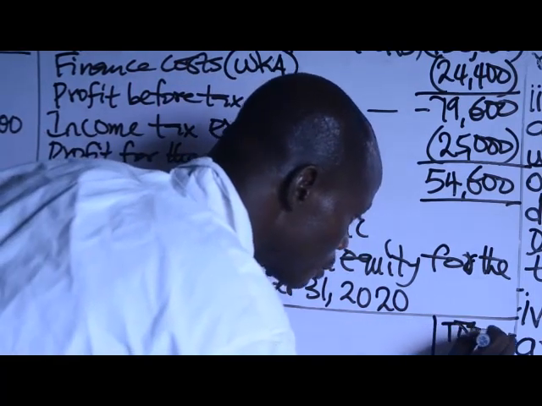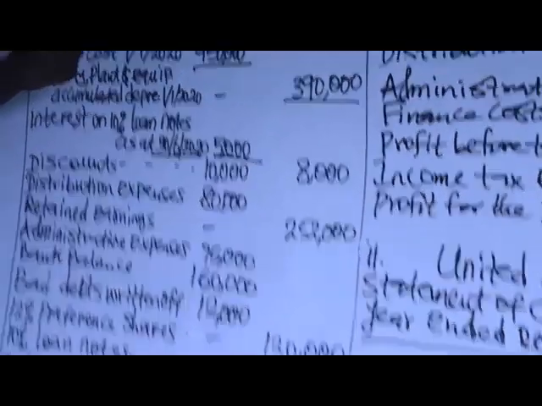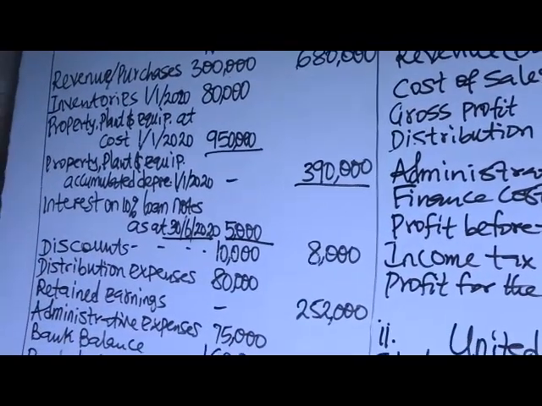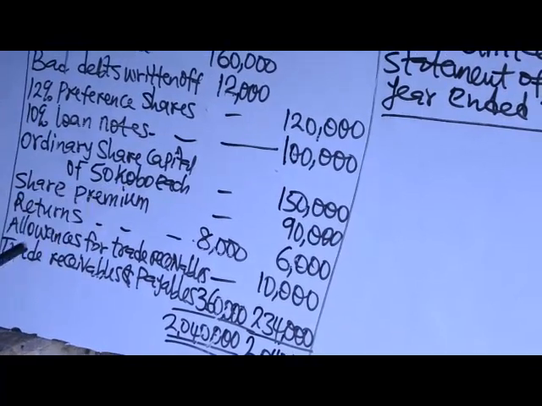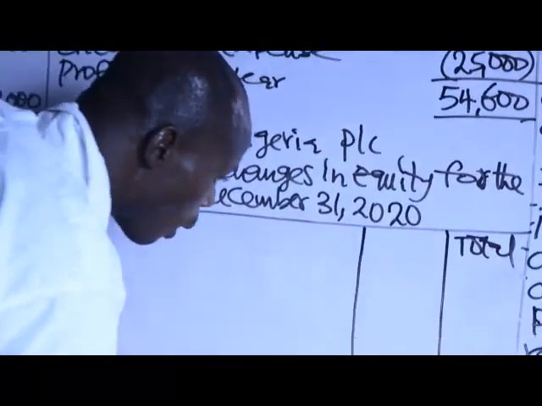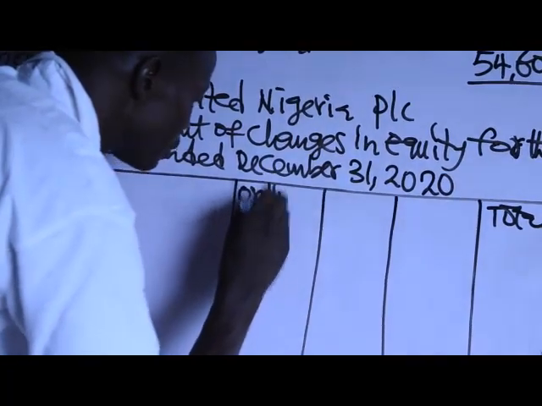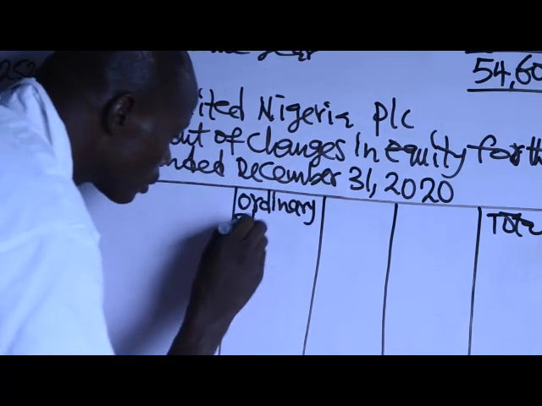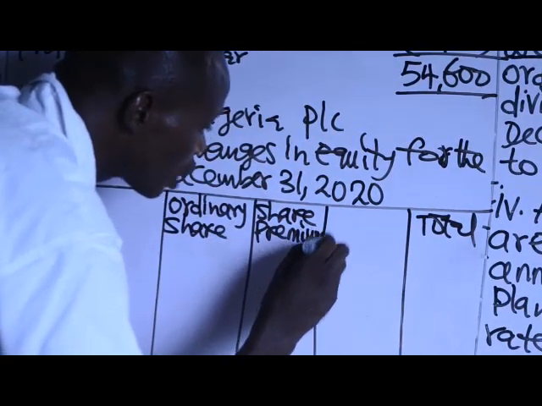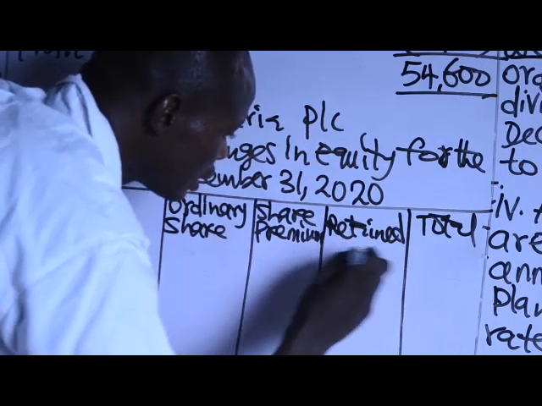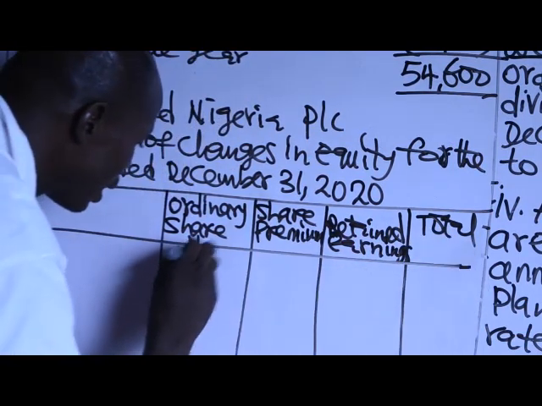Now, let's go back to the trial balance and identify the components of equity given in this question. Number one, we have ordinary shares, followed by share premium, and then we also have retained earnings. So I think we have three components of equity. The first one is ordinary share, the second one is share premium, the third one is retained earnings. And we have total. Naira and triple zeros.